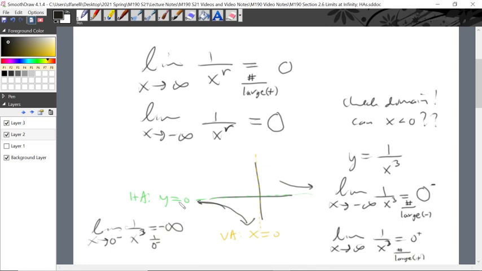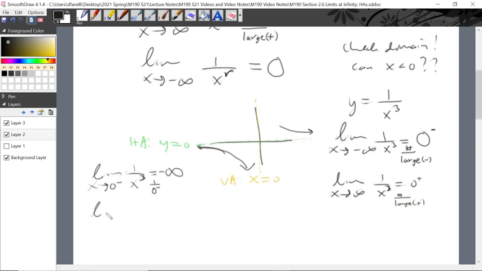We can find out that if we just try to make y equal to 0, if we just set this equal to 0, we'll find that there's no value of x that can make that true. So this does not cross its horizontal asymptote. Okay, and for good measure, the limit as x approaches 0 from the right of 1 over x cubed.